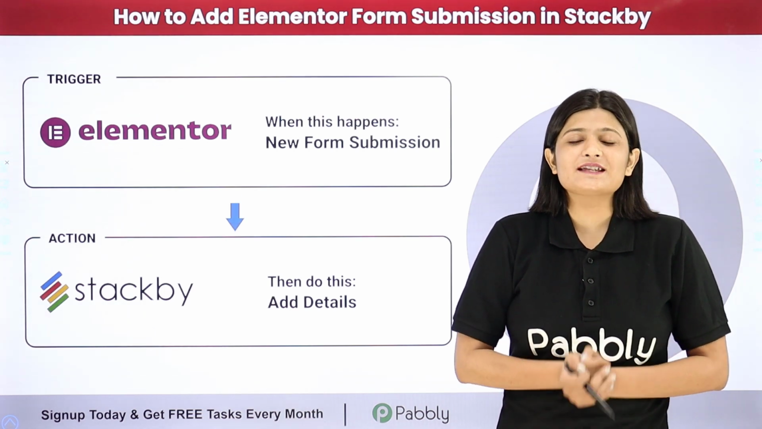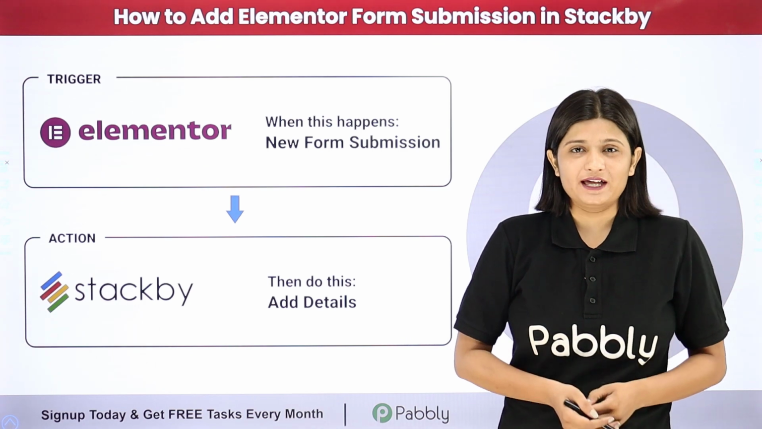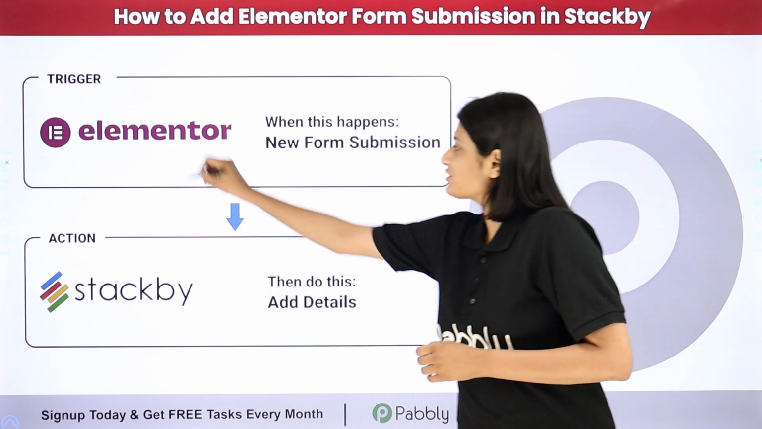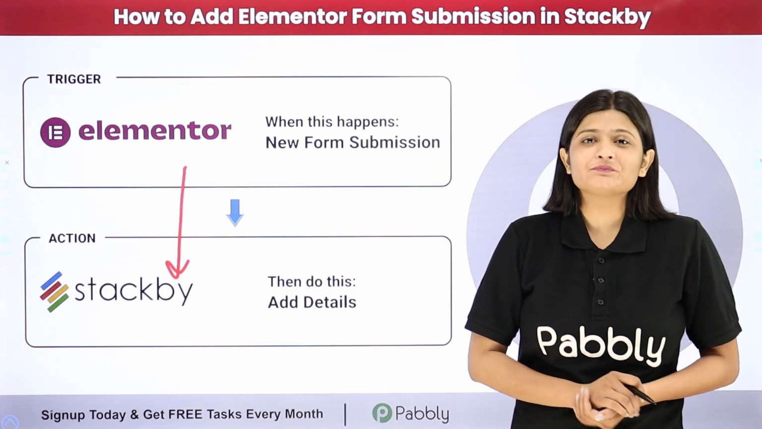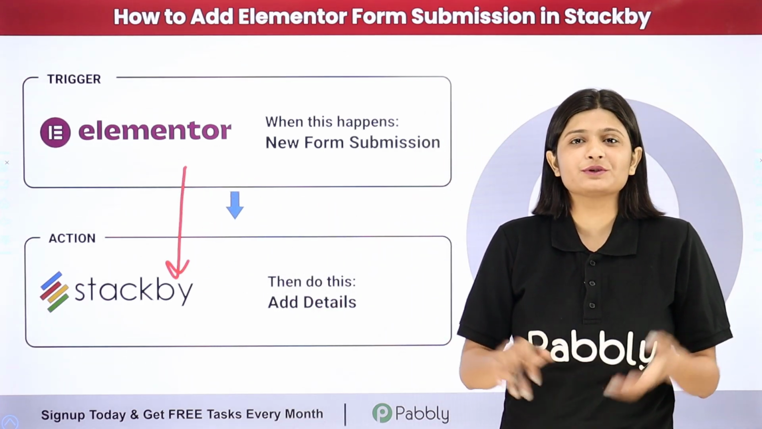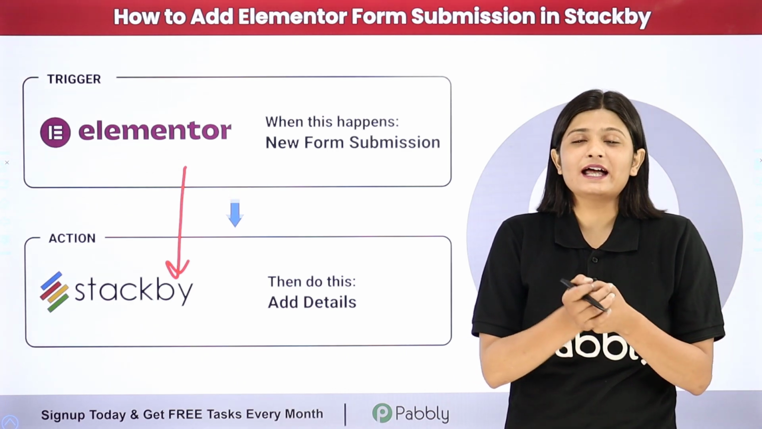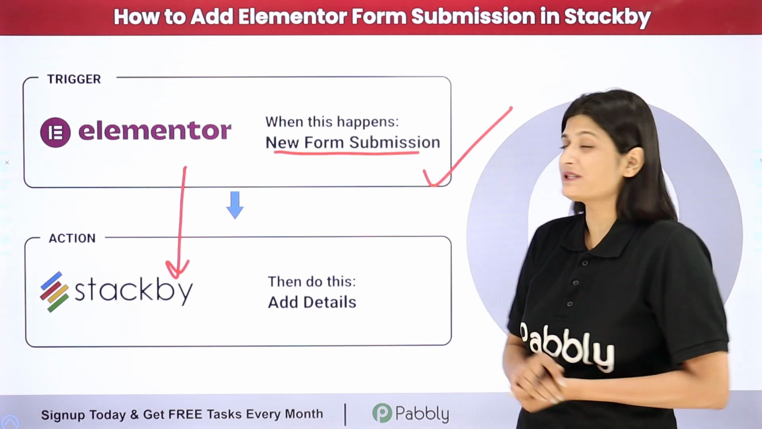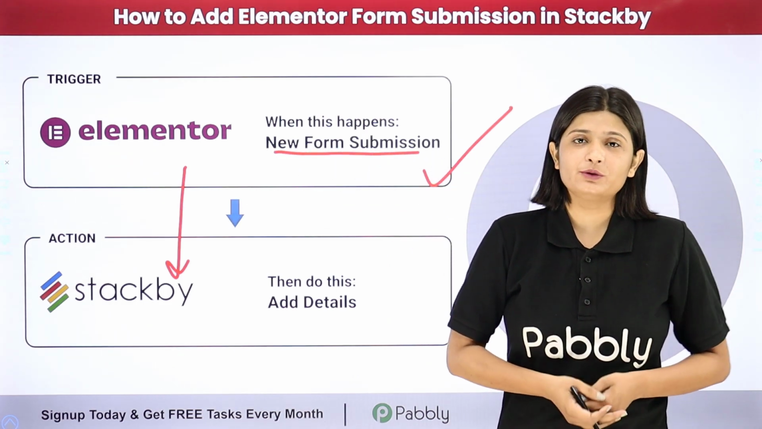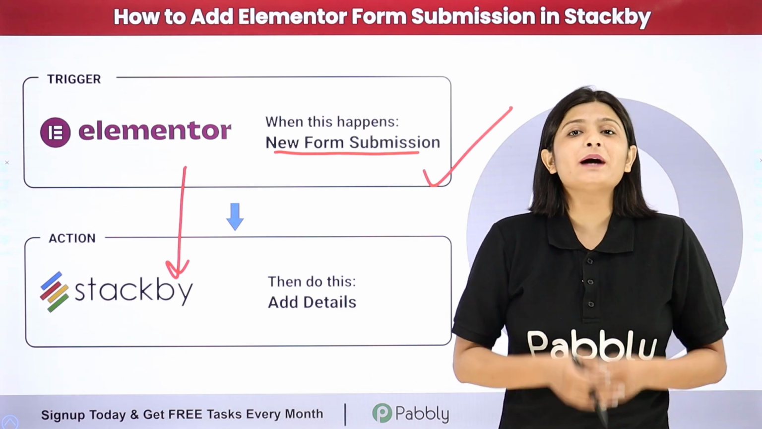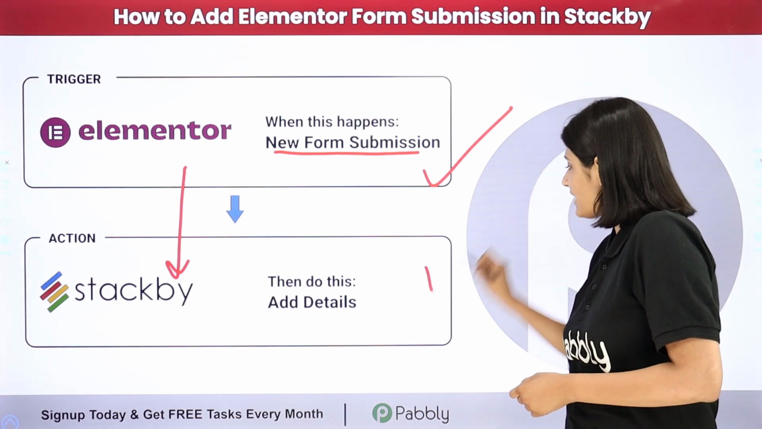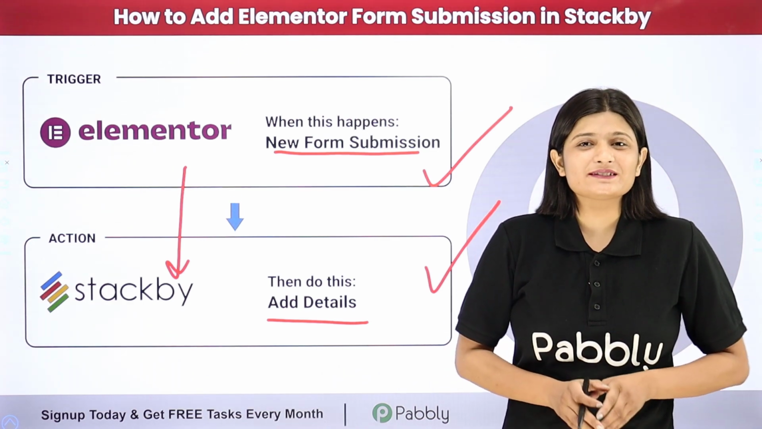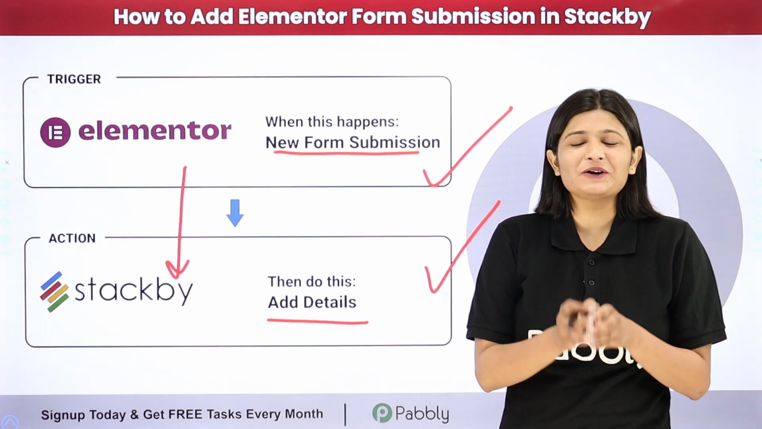So Pabbly Connect is an amazing automation and integration software which requires no coding or programming skills. Here I just need to build a connection between Elementor and Stackby. Pabbly Connect runs on two principles, which are trigger and action. Here as my trigger application, I am going to take Elementor, from where I will receive a new form submission, and this complete workflow will get triggered. And then in my action application, I am going to take Stackby where the details will be added automatically. If you want to learn this amazing automation step by step, then let me take you all to my screen.